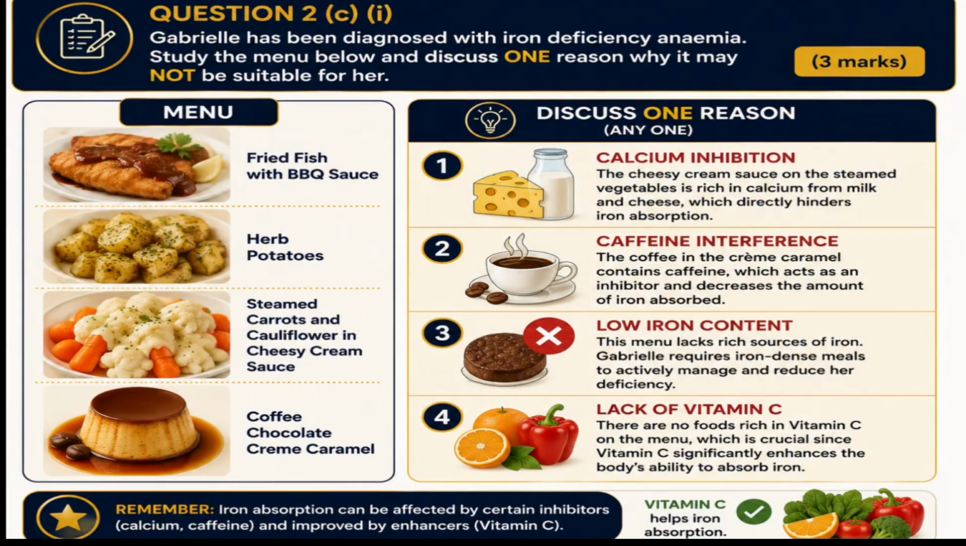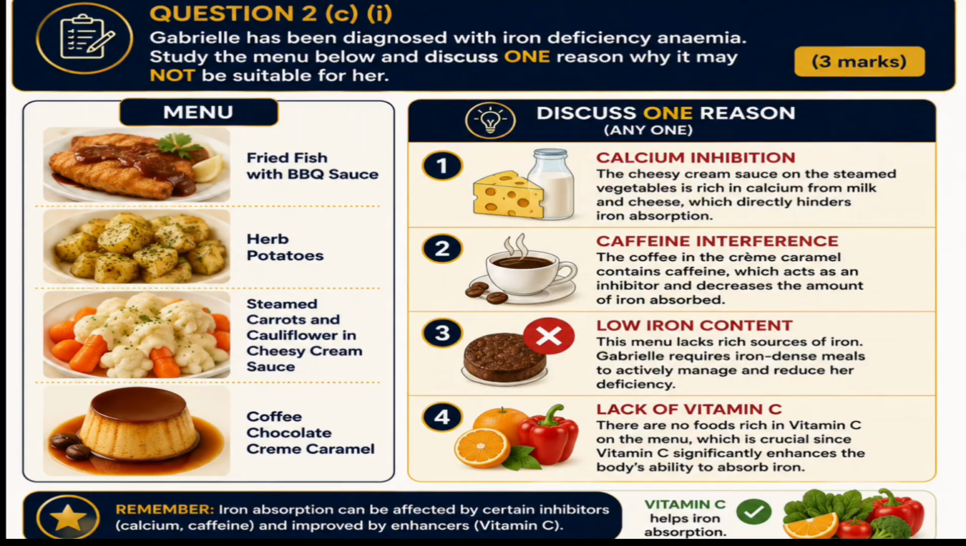Gabriel has been diagnosed with iron deficiency anemia. Study the menu below and discuss reasons why it may not be suitable for her. So looking at this menu, guys, we have fried fish with barbecue sauce. There's also herb potatoes, steamed carrots and cauliflower in cheesy cream sauce, and for dessert, she has coffee chocolate creme caramel, right? Now your task is to discuss one reason why this is not suitable.